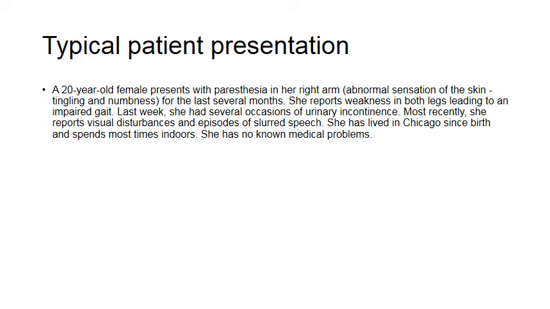Typical patient presentation. A 20-year-old female presents with paresthesia in her right arm, abnormal sensation of the skin, tingling and numbness for the last several months. She reports weakness in both legs leading to an impaired gait. Last week, she had several occasions of urinary incontinence. Most recently, she reports visual disturbances and episodes of slurred speech. She has lived in Chicago since birth and spends most times indoors. She has no known medical problems.